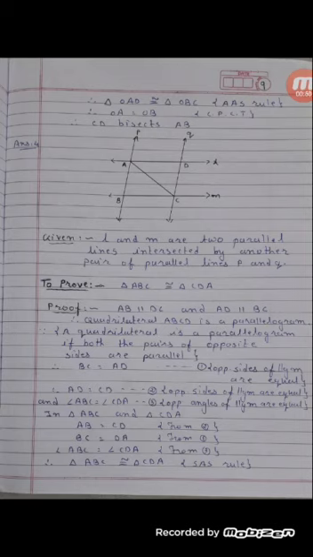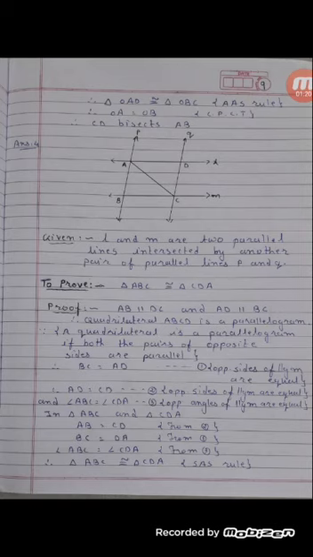Here now the proof. AB parallel to CD and AD parallel to BC. Quadrilateral ABCD is a parallelogram, because a quadrilateral is a parallelogram if both pairs of opposite sides are parallel. Here BC is equal to AD. This is number 1, opposite sides of a parallelogram are equal. Same thing, AB is equal to CD. Number 2, opposite sides of a parallelogram are equal. And third, angle ABC is equal to angle CDA, because opposite angles of a parallelogram are equal.